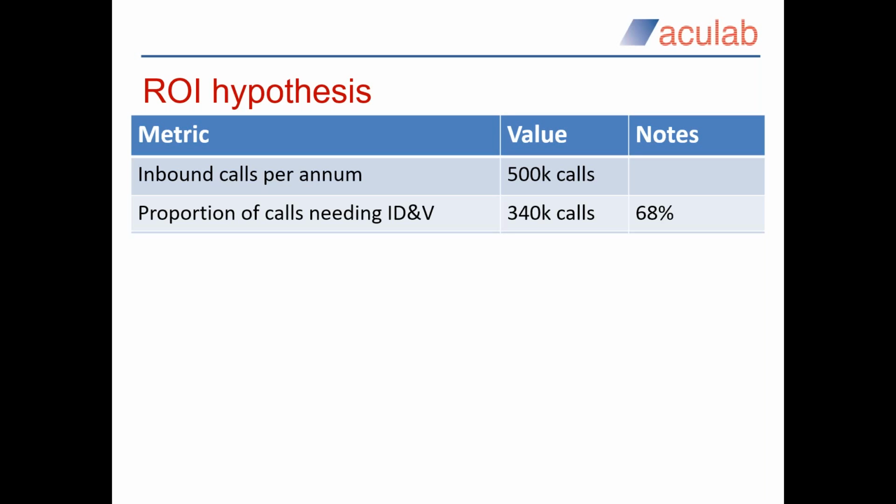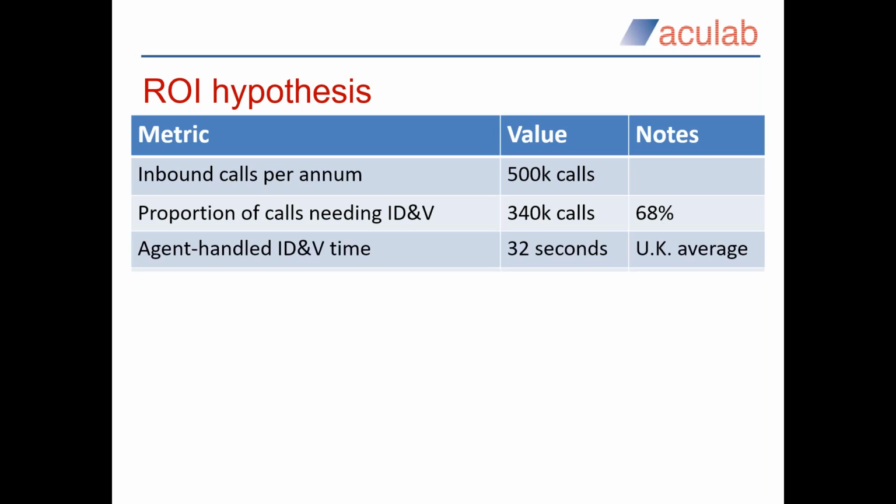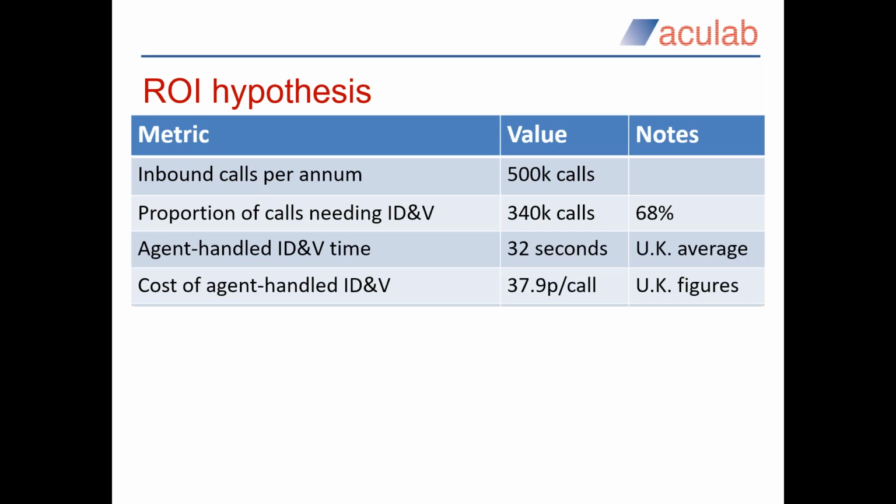Typically the proportion of inbound calls that need ID&V is about 68%. And that figure is taken from contact center reports by the researchers Contact Babel. So this shows that over 300,000 calls need to go to agents for ID&V, and that's before the caller can get on with what they want to do. The average time for agent-led ID&V in the UK is just over a minute. It's pretty much the same in the US. Again, using UK figures, the cost of that half minute is just under 40 pence a call.